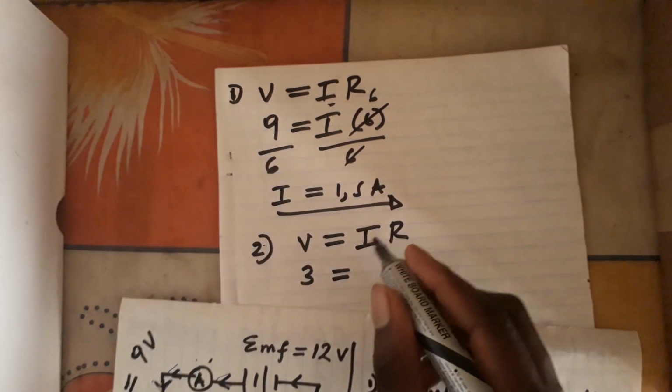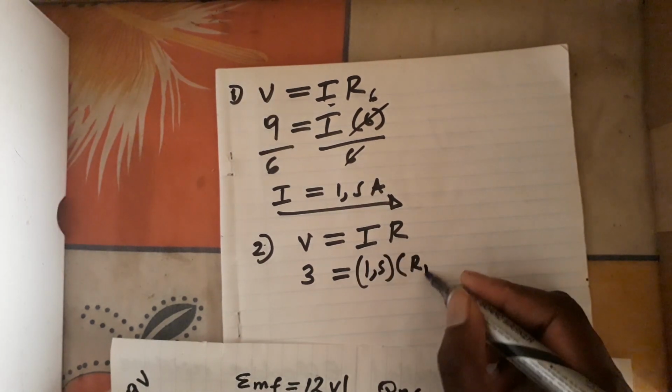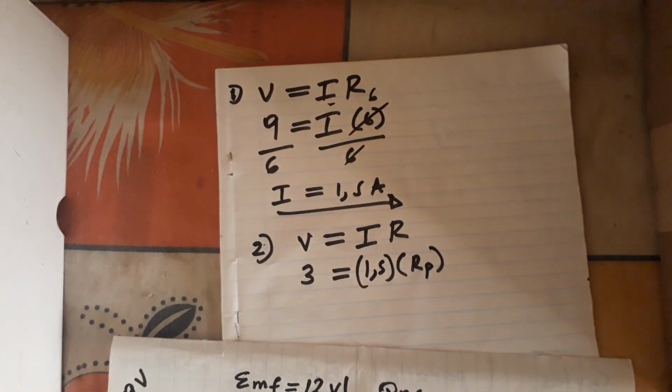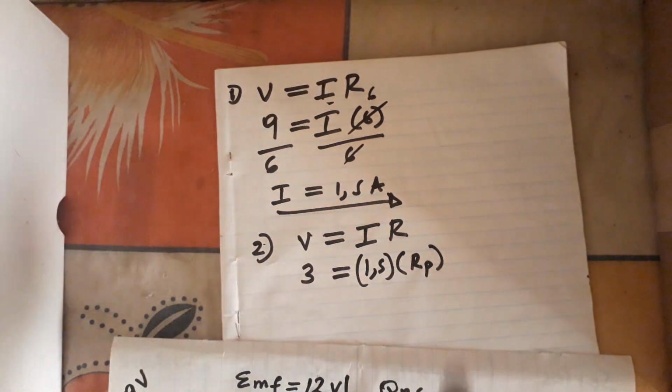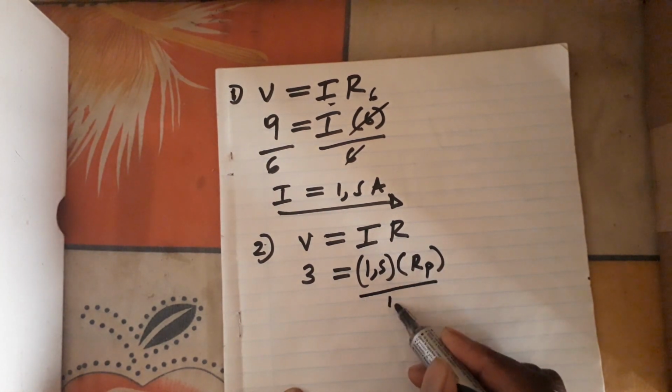So this is going to be 1.5 multiplied by Rp, because we're looking for the magnitude of the parallel resistance. So I'm going to say this is Rp. Then we divide everything by 1.5.